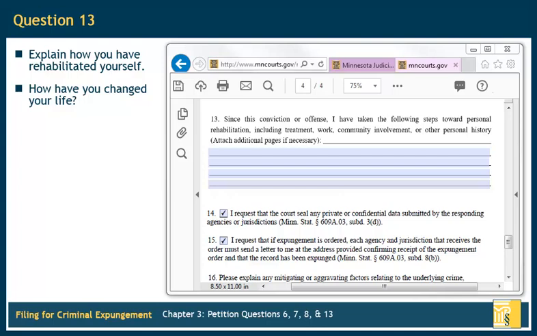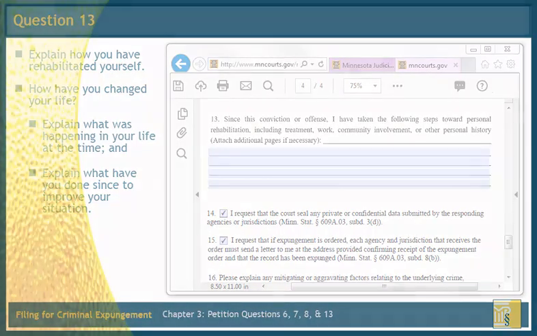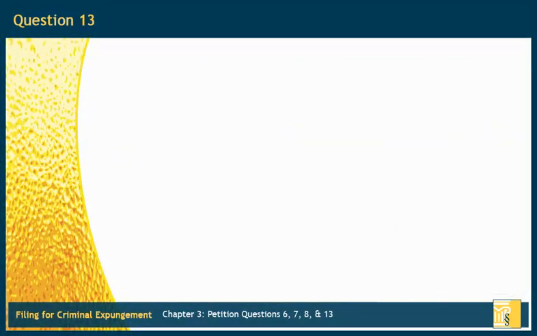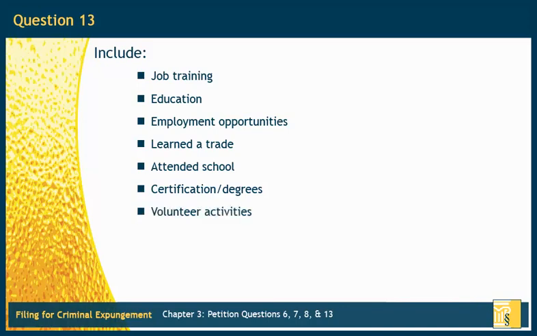Your answer to question number 13 is your opportunity to tell the court what was happening in your life at the time, and, more importantly, what you have done since that time to improve your life. You need to tell the court how you have changed and how this change will keep you from committing crimes in the future. Include any job training, education, and employment opportunities you have had since the case happened. If you have learned a trade, attended school, received certificates and/or degrees, tell the court the details about those experiences. If you are a volunteer in your community, include that information.